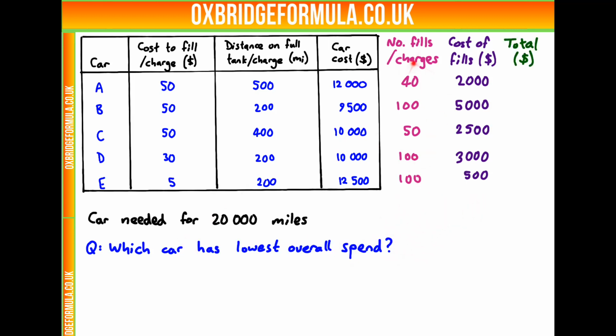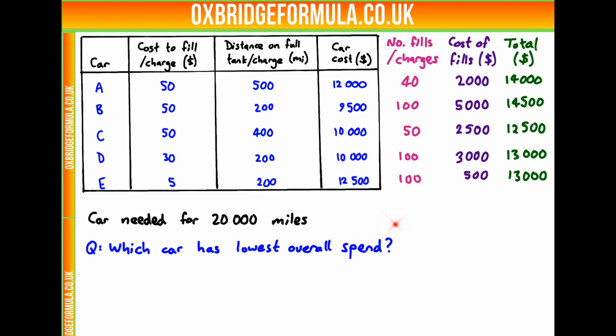So let's simply add up the cost of the car and the cost of filling it up enough times to travel this distance. For car A, that's 12,000 plus 2,000, which is 14,000. For B, we have 9,500 plus 5,000, which is 14,500. For C, we have 10 plus 2.5 thousand, which is 12.5 thousand. For D, we have 10 plus 3, which is 13. And for E, we have 12.5 plus 0.5, which is 13.